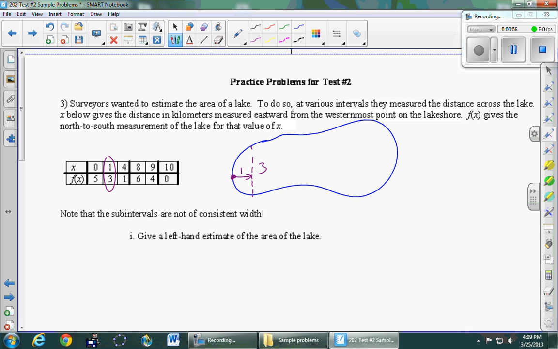And continuing with the directions here, it says note that the subintervals are not of consistent width. That is, going from 0 to 1 is a change of 1, but going from 1 to 4 is a change of 3, and then going from there to 8 is a change of 4. So not of consistent width. We'll see how that comes into play later.